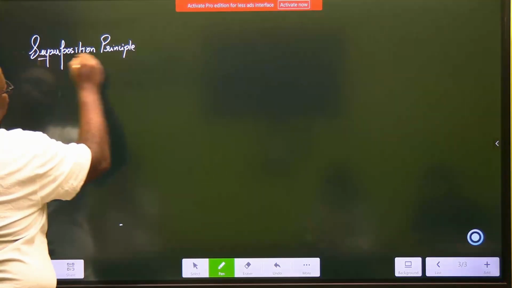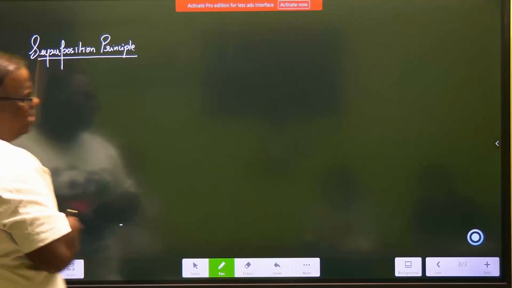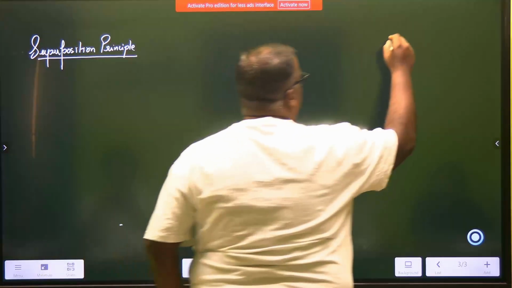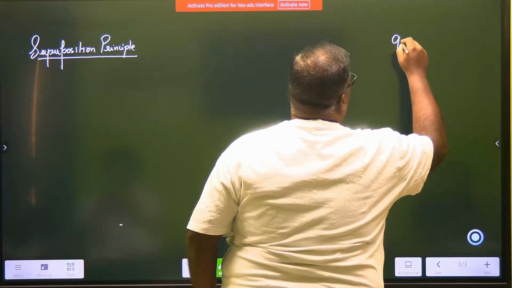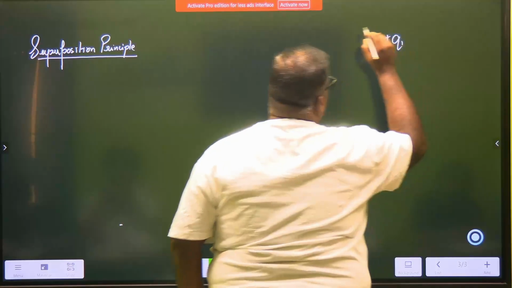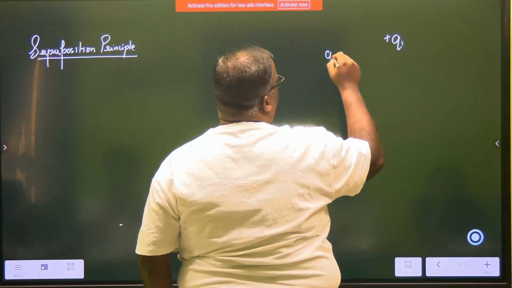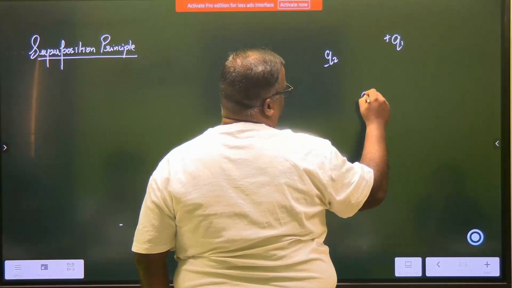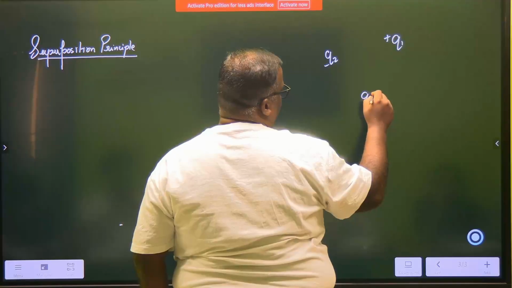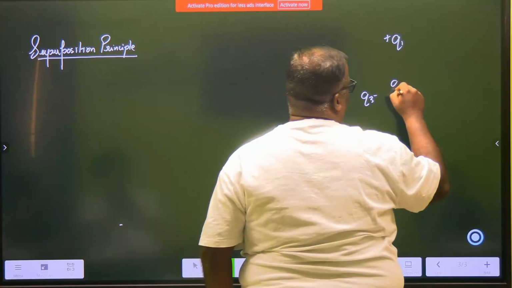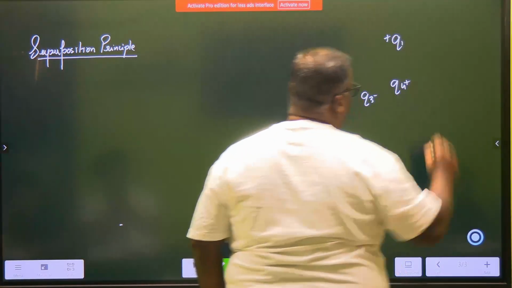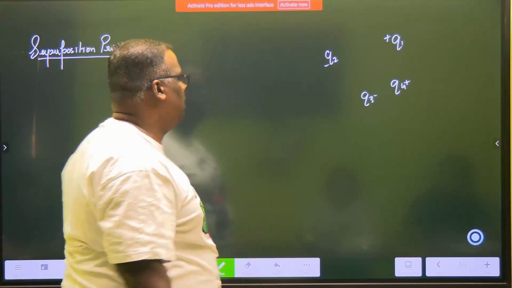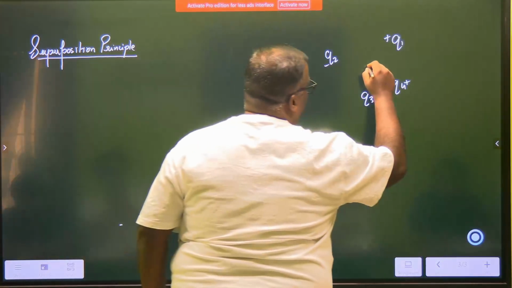The superposition principle. Let's take a scenario, and we will not take too many charges. Let's have a Q1, which is positive. Let's have a Q2, which is negative. Let's have a Q3, which is also negative. And let's have a Q4, which is positive. And you want to find out the electric field at a point P, which is here.